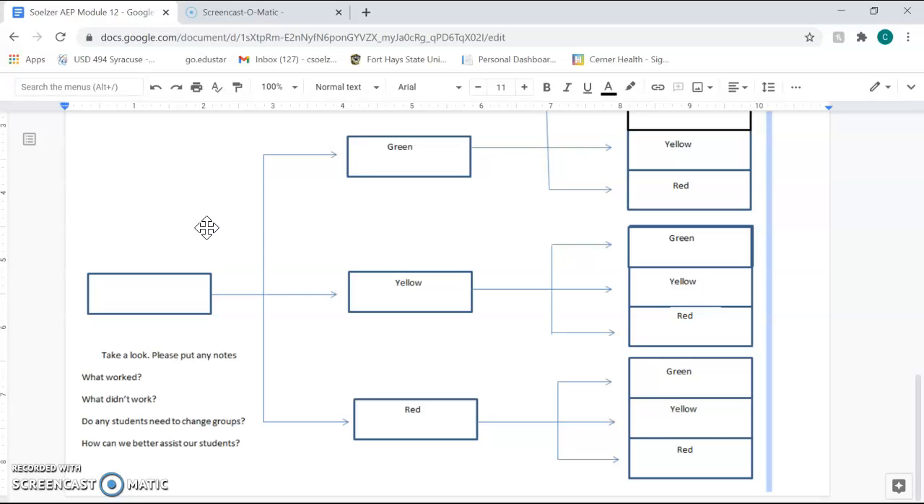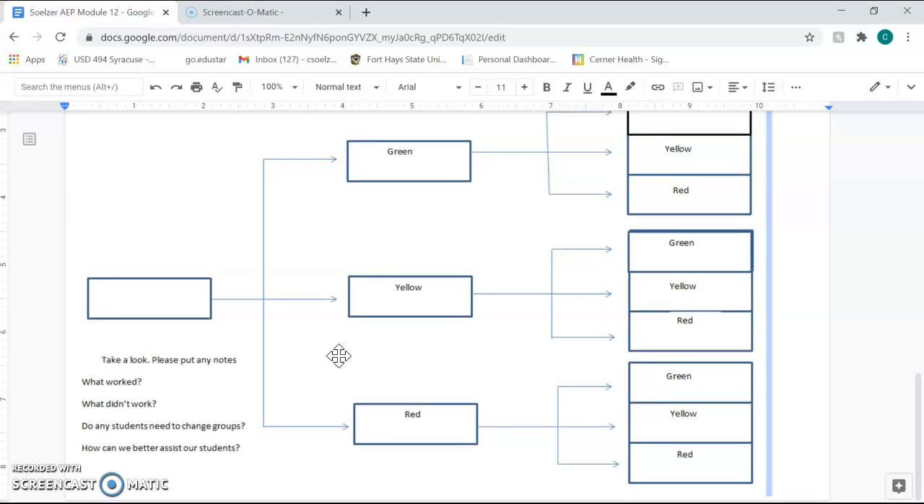Do we need to move any of the green down to the yellow, or yellow down to the red? Are they regressing? And then how can we better assist our students? What are the best areas we can look at for our students specifically? With this, I will be discussing this with the teachers. They'll know their information is heard, their suggestions are heard, and we are working together as a team for our students.